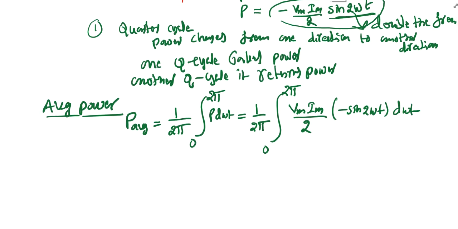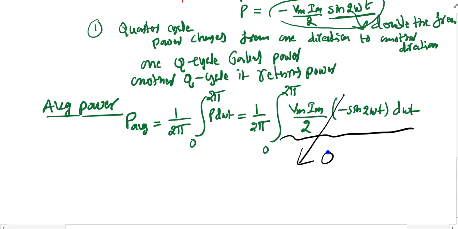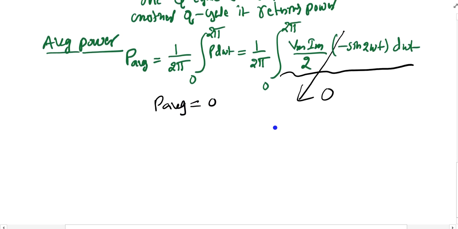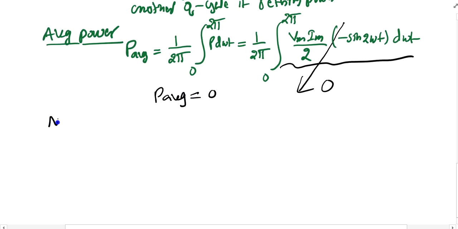Now if you simplify this integration and substitute this value, this is going to come 0. So I can say the average power is 0. That is the thing we need. So, the observation you have gone through in this network when we are connecting a pure inductor to the AC circuit.